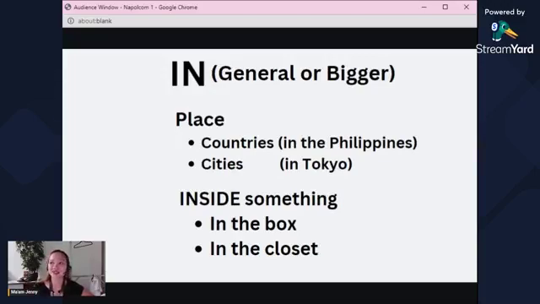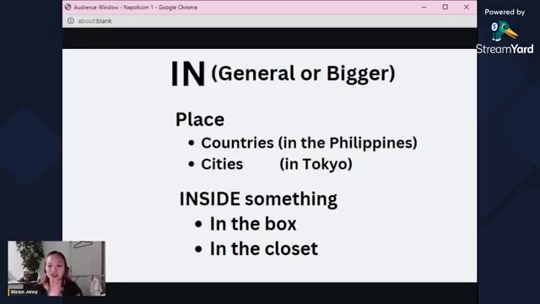So, if we attend an event, tapos merong host, and the host will say, okay, let's call in stage our speaker. So, if you say in stage, it's technically not right. Kasi, ibig sabihin, papasok siya sa loob ng stage, right? So, it's just a platform, that should be on. So, i-discuss natin yan after this, okay? But anyway, now let's focus on in. If it's general or bigger, kahit na time or a place, always use in, okay?